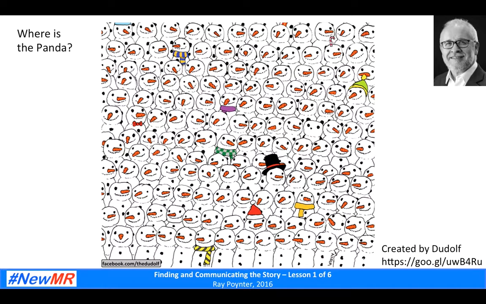So talk about finding the data. Here's the first challenge to you. I want you to look at this screen and see if you can spot the panda. I imagine a few of you spotted it immediately. You just looked at the page and your eye went straight to it. A few others will have looked at the exceptions and you'd have found the red hat and the green hat and the top hat, but not necessarily gone straight to the panda.